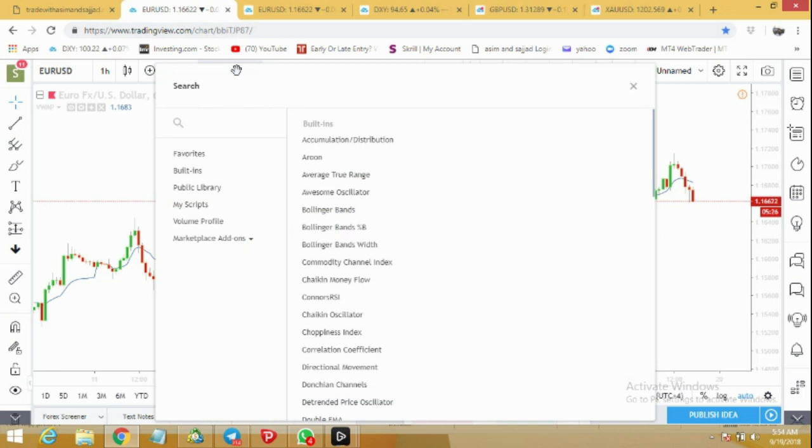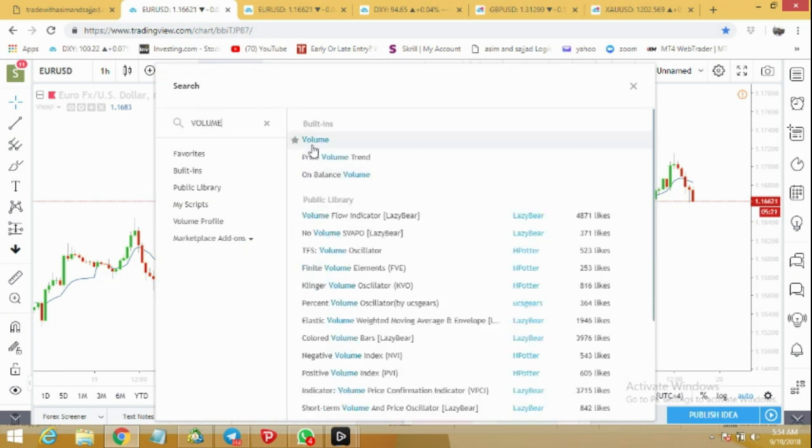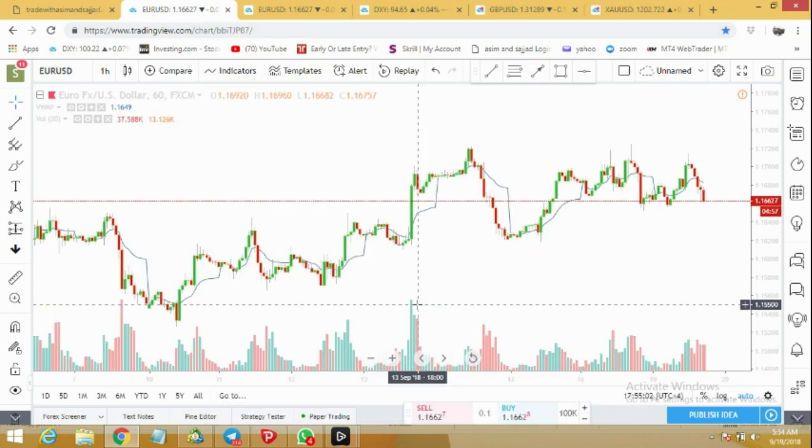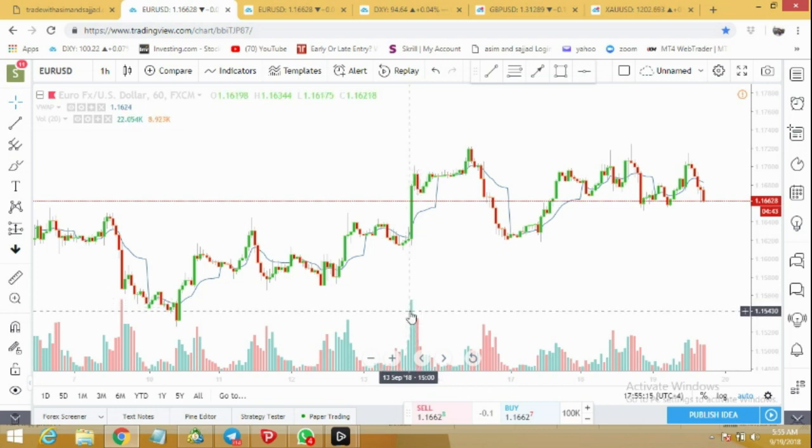We need to click on indicator. We will type volume. When we click volume, what is volume? Volume is actually the number of shares or contracts of entire market. So it shows the real strength of the market or the volume of the market, how many traders entered at that time. When we see a bigger volume, it means that many traders are interested to buy.